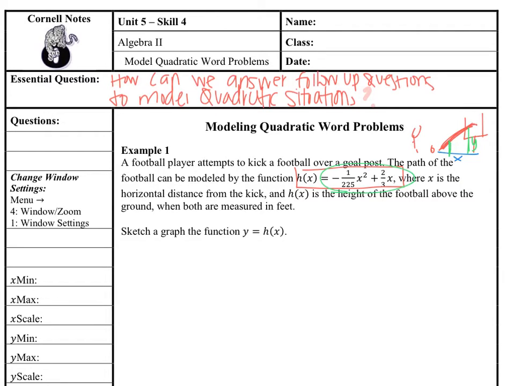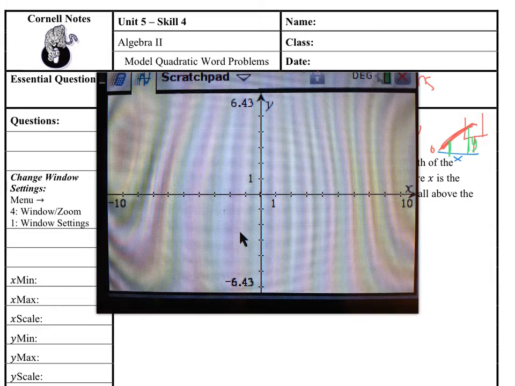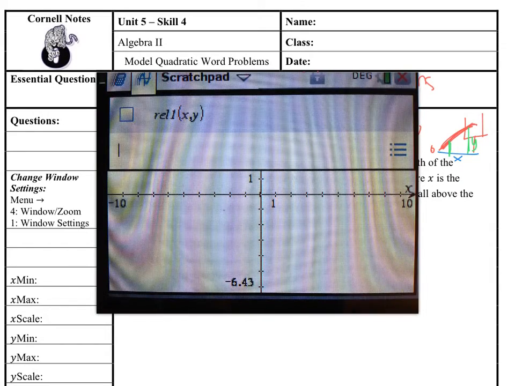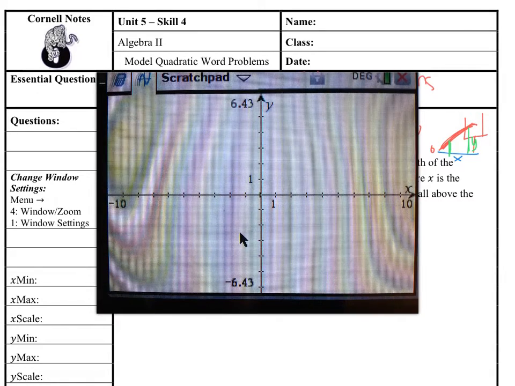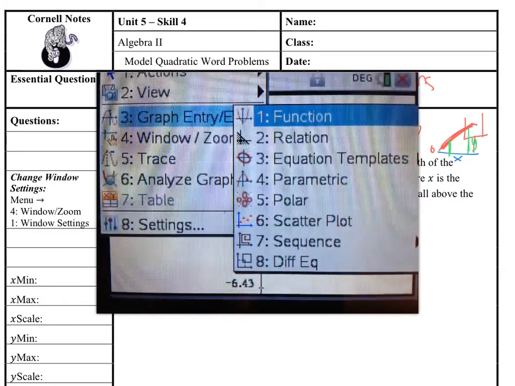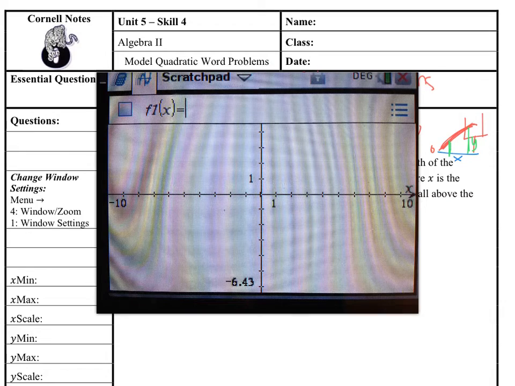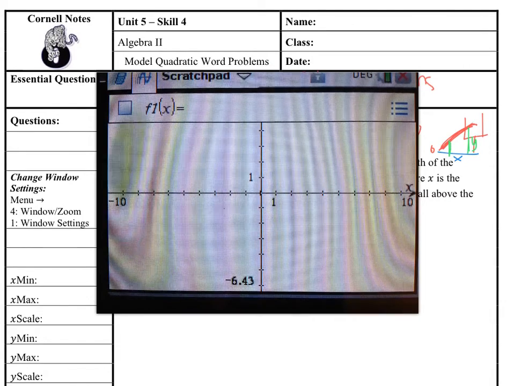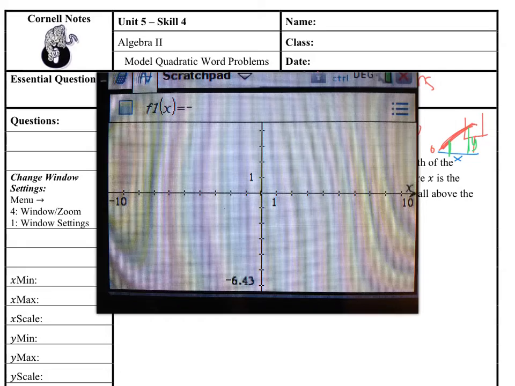We're going to adjust our zoom settings so that we can all see the graph kind of the same, or know at least what it should look like in the calculator. So we should hit tab to type in an equation. Mine's still on relation from the last video, so I'm going to hit escape on this, menu 3, and this time I'm typing in a function, so choice 1. If your calculator is doing the same thing, you can easily change it by going to graph entry edit.